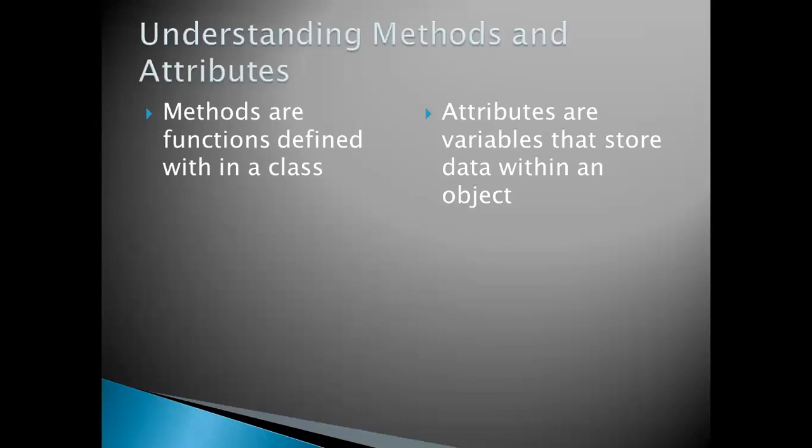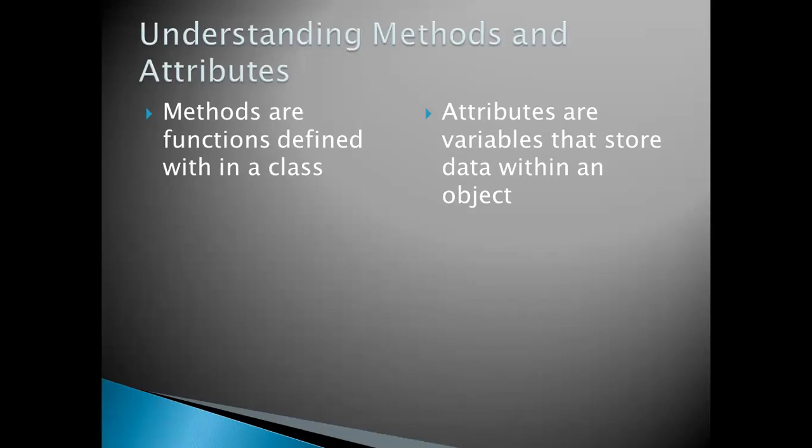Now, methods and attributes. So, methods are functions defined within a class. These are inside a class. First, we define a class, and then inside a class, we define methods. Methods perform operations related to the class and its objects. The self parameter is used to refer to the instance of the class.